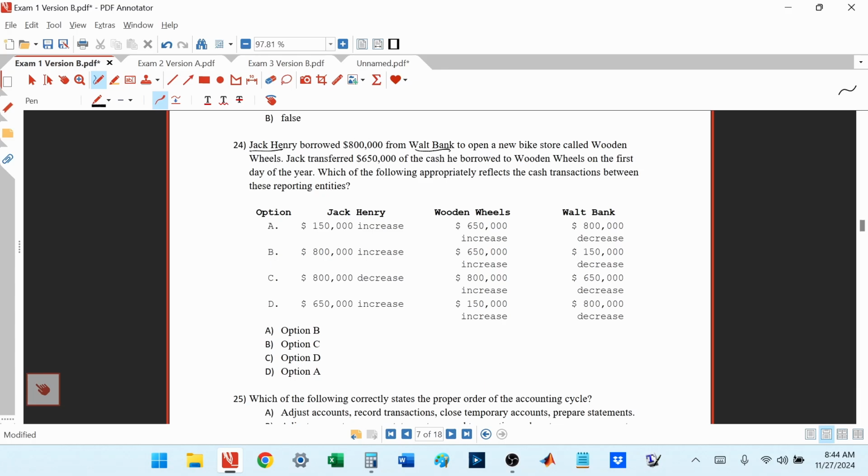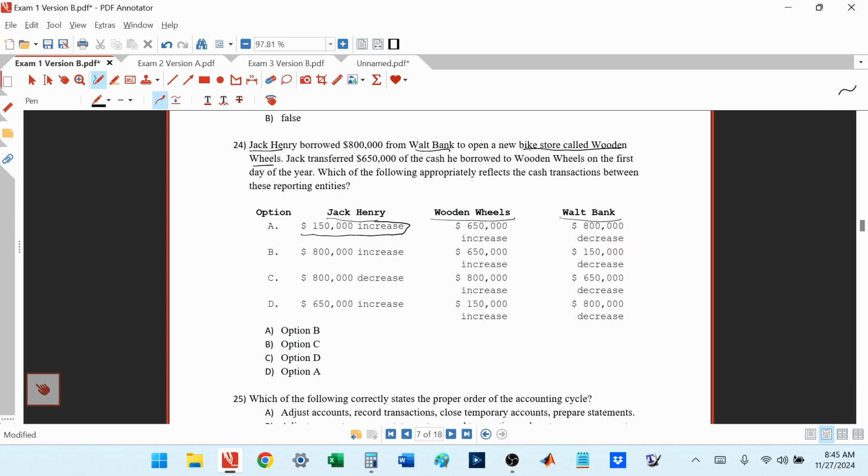Which of the following appropriately reflects the cash transactions between these reporting entities: Jack Henry, Walt Bank, and the new store, Wooden Wheels? So what happened to Jack's cash, Wooden Wheels' cash, and Walt Bank's cash? Jack Henry got $800,000 from Walt Bank to open a new bike store called Wooden Wheels. He transferred $650,000 of the cash he borrowed to Wooden Wheels. So Jack's cash went up by $800 and down by $650, a net increase of $150.